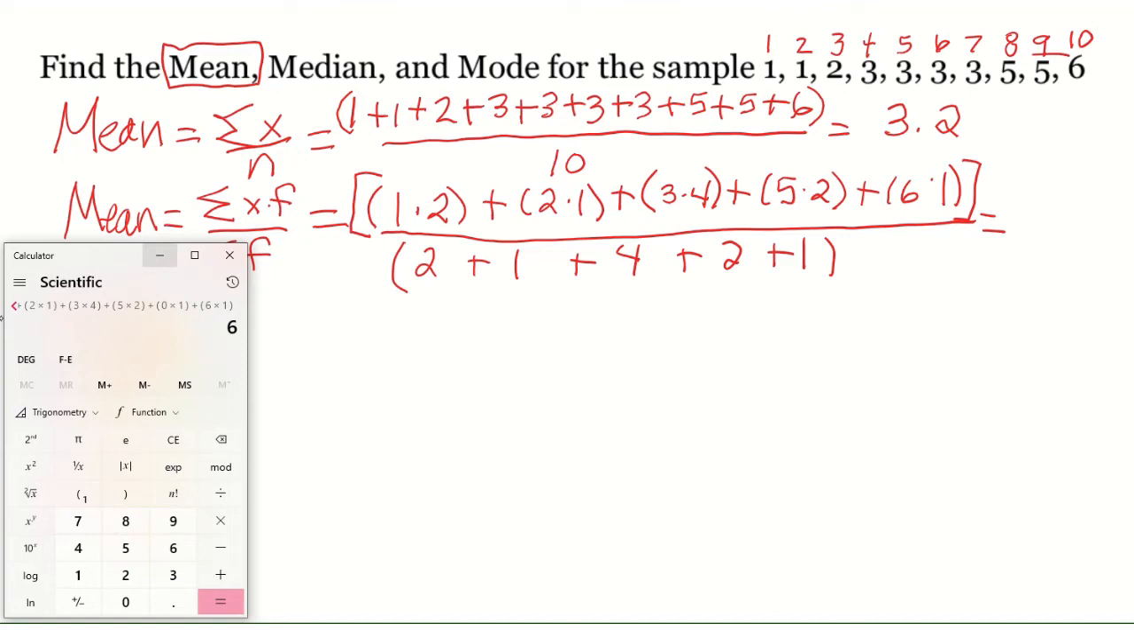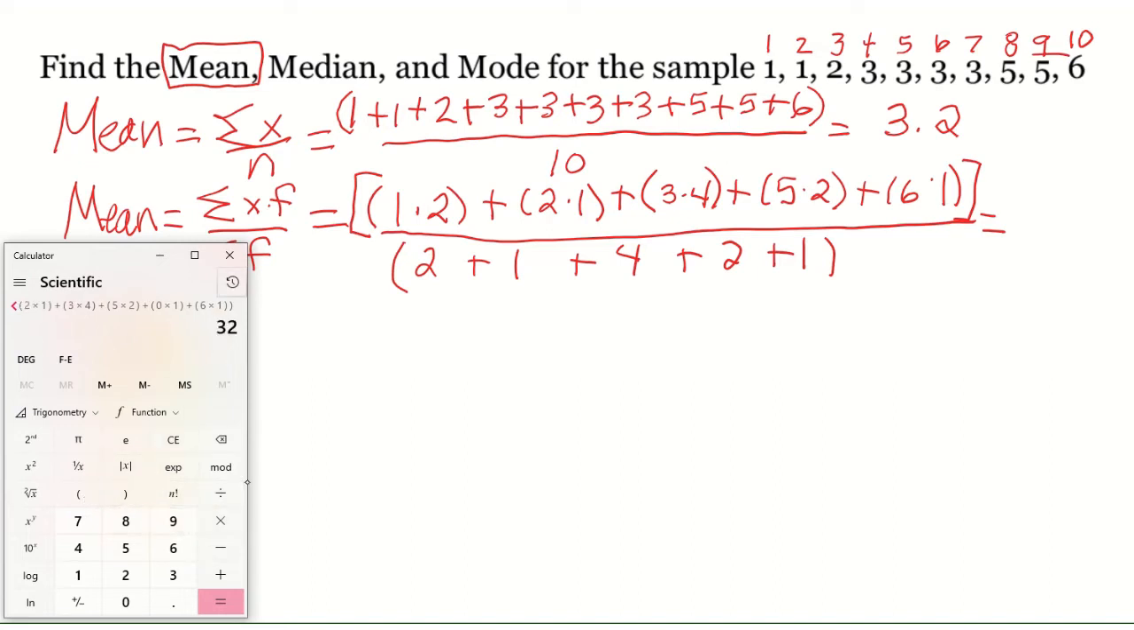parentheses. Then I want to double check that I have all of my numbers correct. 6 times 1, 5 times 2, 3 times 4, 2 times 1, and 1 times 2. So I've got all of my values, plus I have this extra value, 0 times 1, which is just going to give me a 0, so I can leave that. That's not going to change my problem. If that calculated to be an actual number, then I would want to clear it and start over.